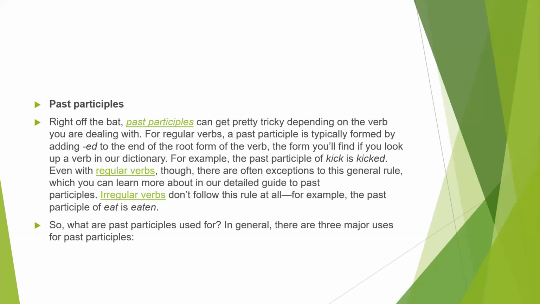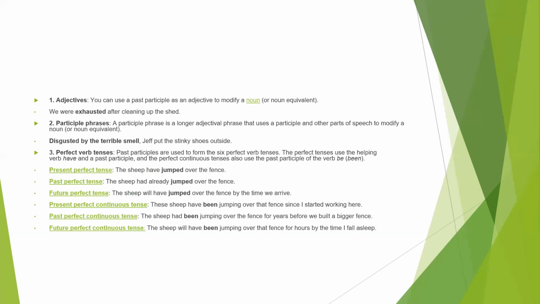Even with regular verbs, though, there are often exceptions to this general rule, which you can learn more about in our detailed guide to past. Irregular verbs don't follow the rule. Regular verbs follow the rule of the past tense, but irregular verbs don't follow it. You can use past participle as an adjective, like we are exhausted.